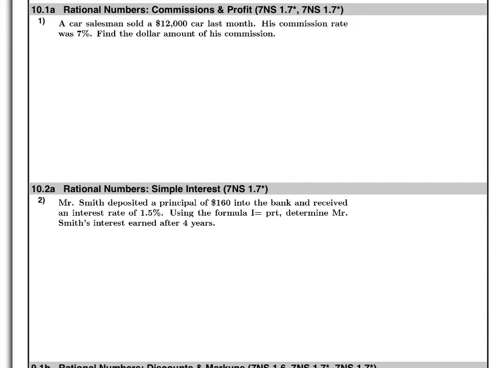It says a car salesman sold a $12,000 car last month. His commission rate was 7%. Find the dollar amount of his commission. So he's on commission just like those real estate agents that we talked about. So what we're asking is, what is 7% of $12,000? And when we know that, we know what his commission is.